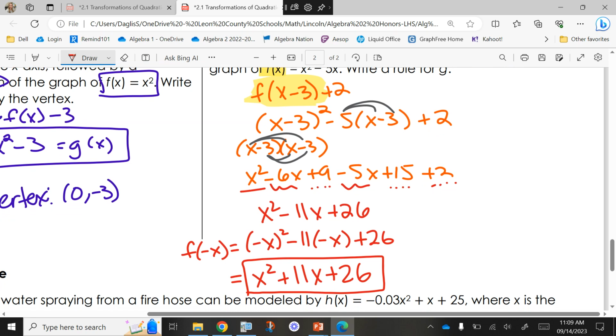Yeah? Having fun? Do you want to bring the calculators back? Yeah, we're going to use it for our next one. I'm going to show you some more fun stuff we can do with it.